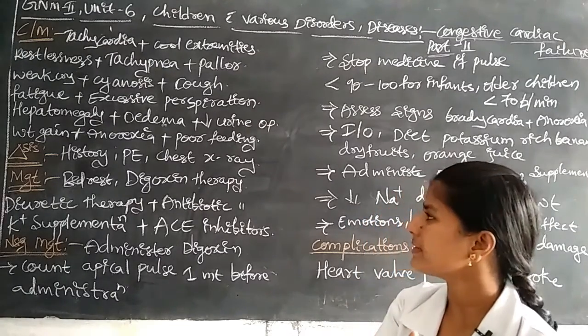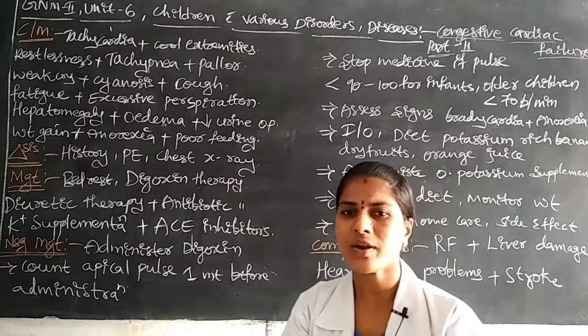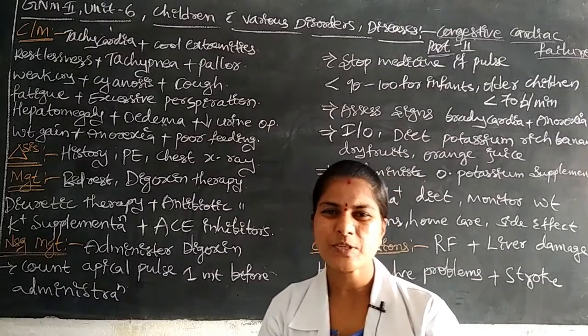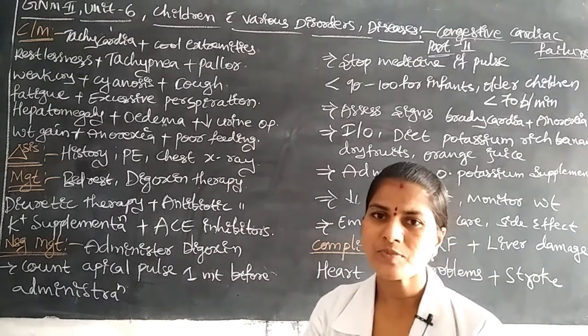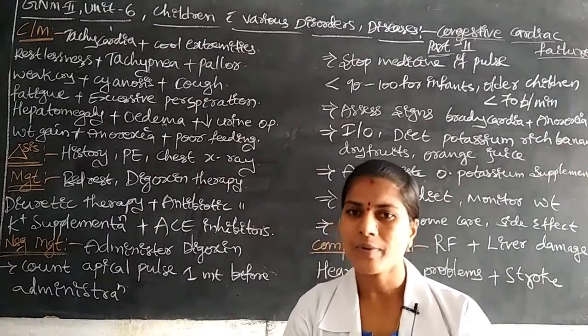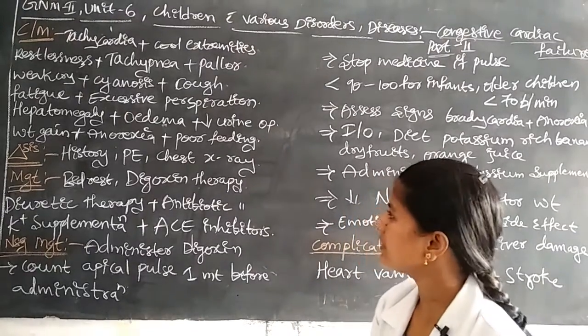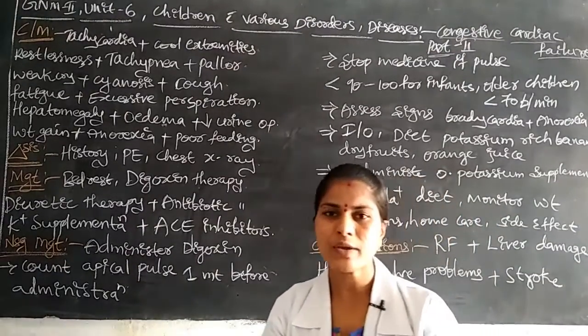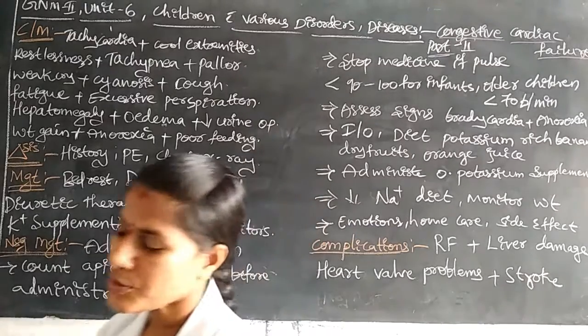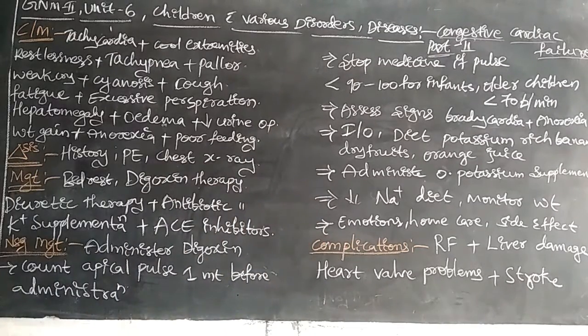Next is anorexia. The children have a common digestive symptom, that is loss of appetite. Another is poor feeding. When we give feedings to the baby, the children do not take sufficient feeding and do not receive appropriate feedings.